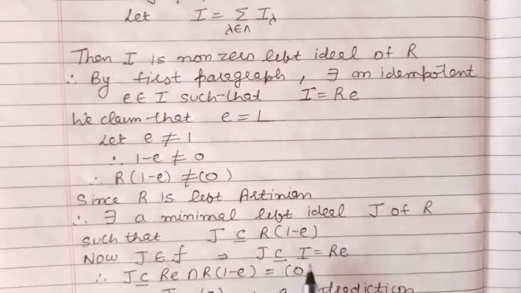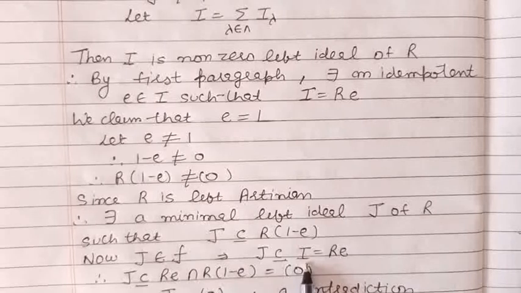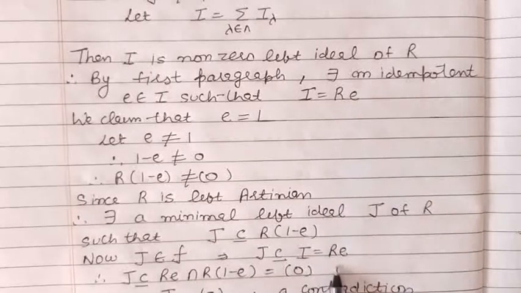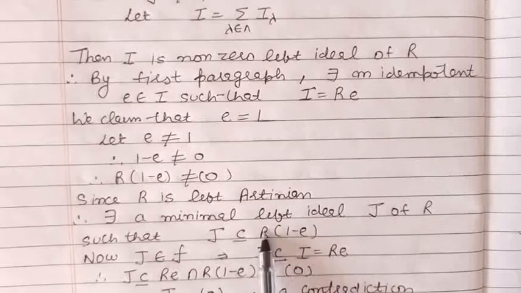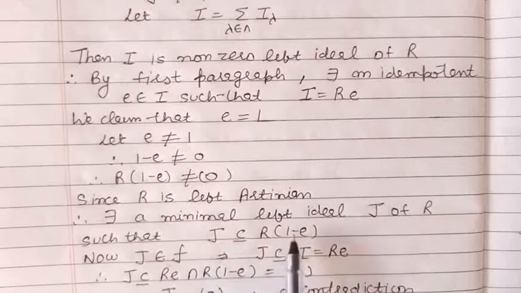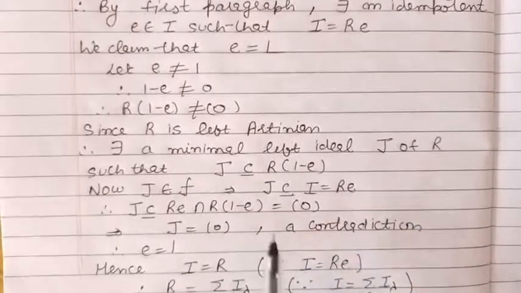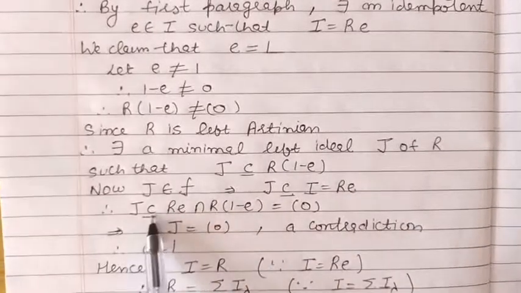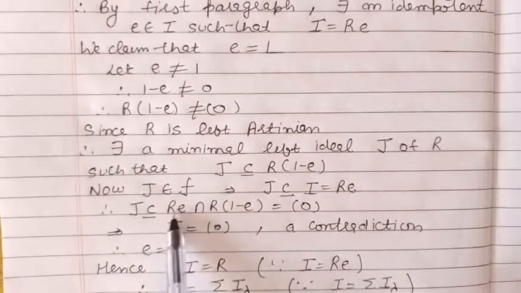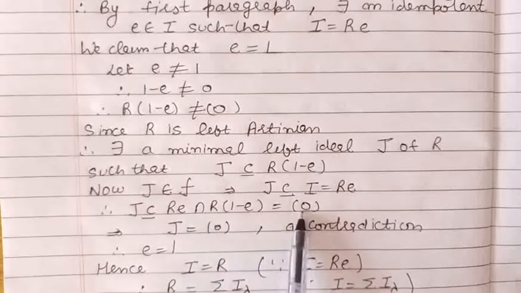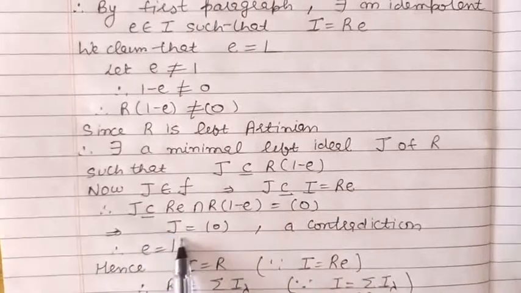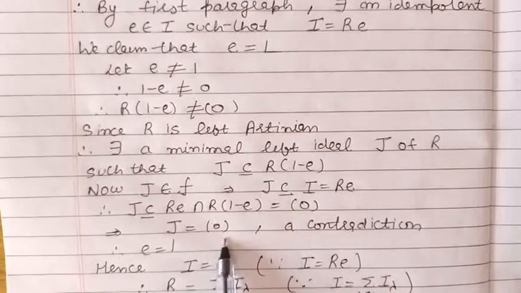So J is contained in I, and I is RE. So we can say that J is contained in RE. Now J is also contained in R(1 minus E). So we can say that J is contained in their intersection. So we have obtained J is contained in the intersection of RE and R(1 minus E). In the first step we have proved that this intersection is the zero ideal. So from here we have obtained J is the zero ideal, which is a contradiction.